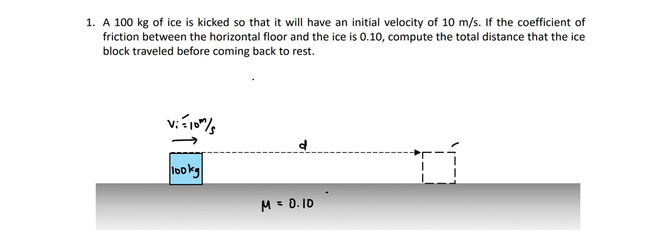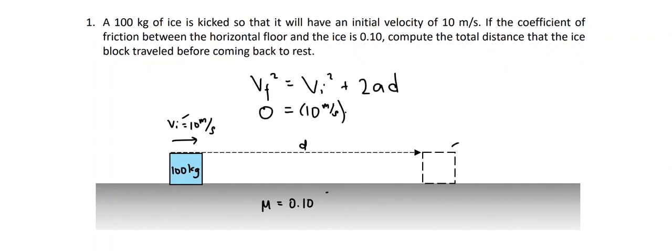final velocity of the ice, that is Vf squared equals Vi squared plus 2 times the acceleration multiplied by the displacement. So we have our final velocity, since it is coming back to rest, that is equal to 0, with an initial velocity of 10 meters per second raised to the power of 2 plus 2 times the acceleration, which we will solve later, multiplied by the distance d, which we want to solve.